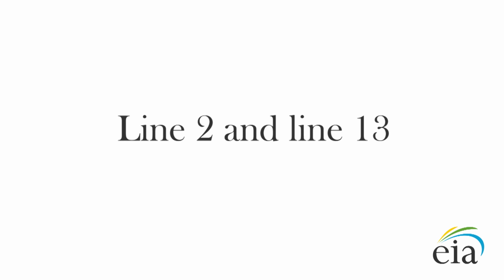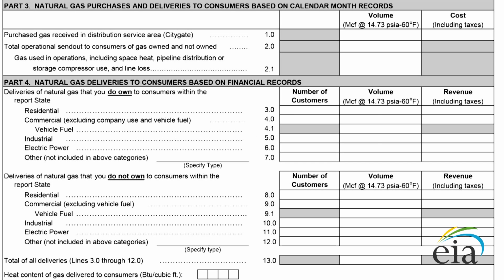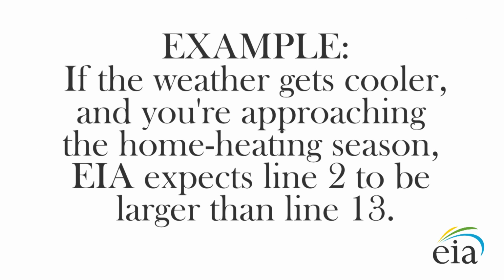Line 2 and line 13. EIA internally compares line 2, your company's sendout, with line 13, the total of all your deliveries. If your company reports data that is lagged on billing cycles, we expect that relationship between lines 2 and 13 to correspond to weather changes. For example, if the weather gets cooler and you're approaching the home heating season, EIA expects line 2 to be larger than line 13. This is because line 2 is on the calendar month, which is, on average, a cooler time period when more gas would be consumed. Line 13, on the other hand, includes data that are lagged a few weeks behind.